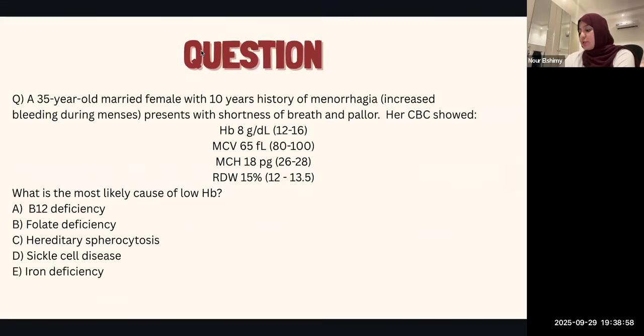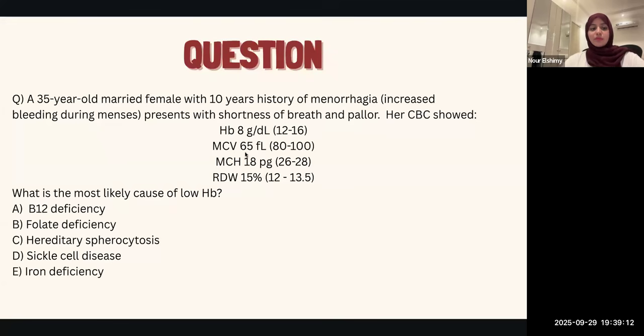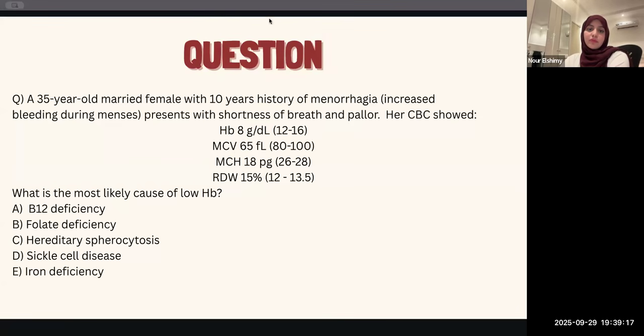Can you guys answer this question? Okay. Good job, guys. Yeah, you guys were right. It is iron deficiency anemia.